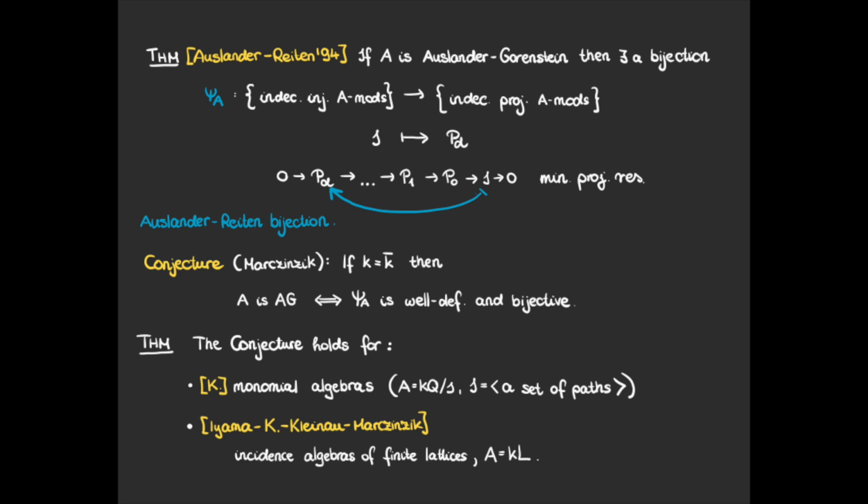A priori, this is quite surprising because there is no obvious reason why this should be true. But the first main result tells us today that this actually holds for quite a large class of algebras. It is true for every monomial algebra, that is for every path algebra where we are only allowed to quotient out monomial paths. So we quotient out an ideal which is generated by a set of paths. And this is also true for incidence algebras of finite lattices, which we will show in an upcoming work with Iyama, Kleinau, and Marczinzik. So we can see some evidence for the conjecture of Marczinzik, and this is also a motivation for us to study this map psi more closely.